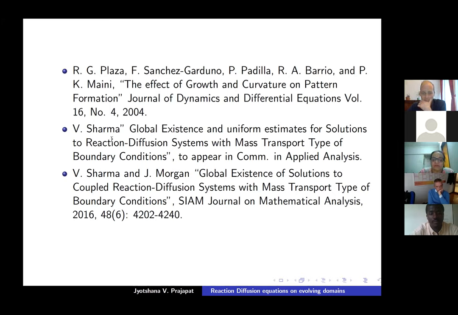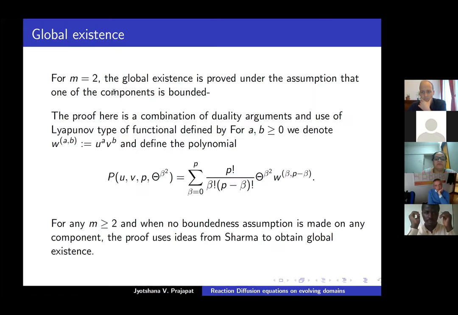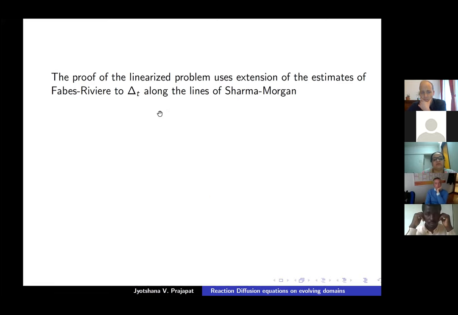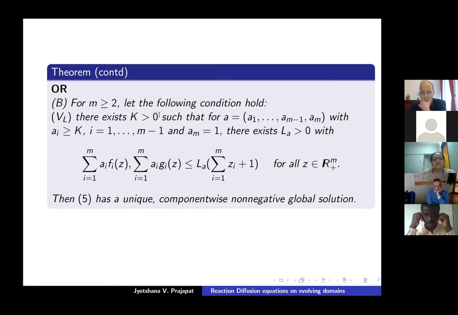I would like to make a remark here that, as I mentioned, Chandrasekhar and his collaborators had also proved global existence for evolving domains. But in their analysis, they used a transformation to change the domain, instead of working with delta t as we have tried to do in our proofs. That's one major difference which we have.